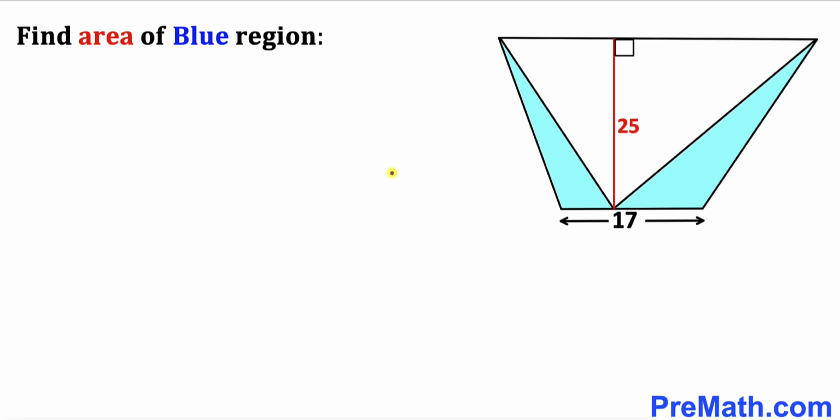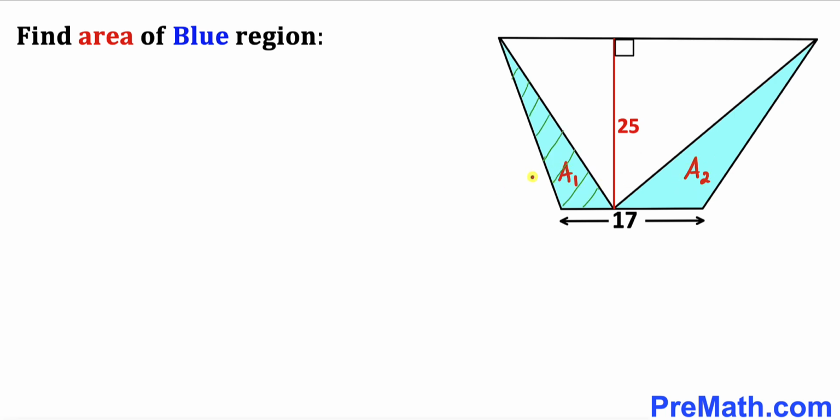Let's go ahead and get started with the solution. And here's the very first step. Since we are interested in finding the area of this blue shaded region, both of them, let's assume the area of this triangle is A sub 1 and the area of this other triangle is A sub 2. Now we are going to calculate the area of these individual triangles and then we're going to add them up.